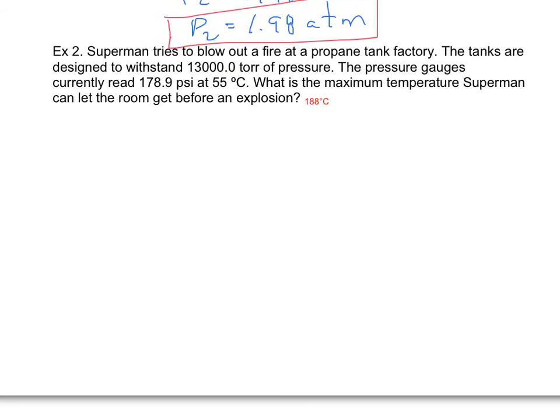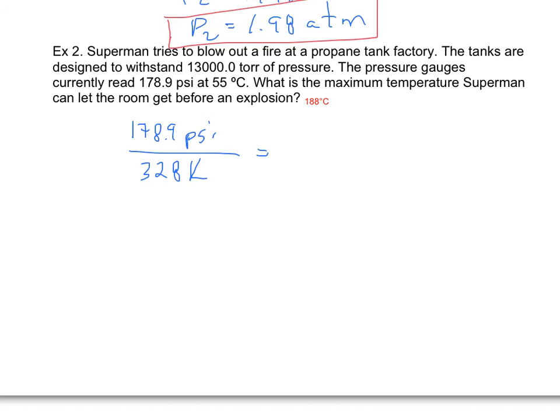Here's the answer for example 2. The initial conditions of the tank are 178.9 psi at 55 degrees Celsius. That's 328 Kelvin. For the final conditions, it asks me what is the temperature when the tank explodes, and the tank will explode at 13,000 torr. Before I can sub in the pressure, I need to convert it into psi. P1 and P2 have to be in the same units.